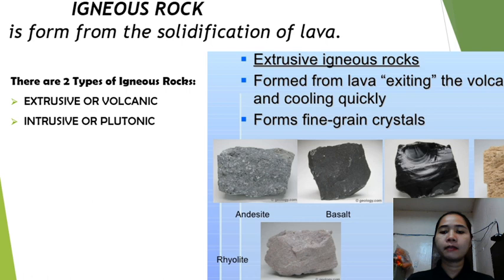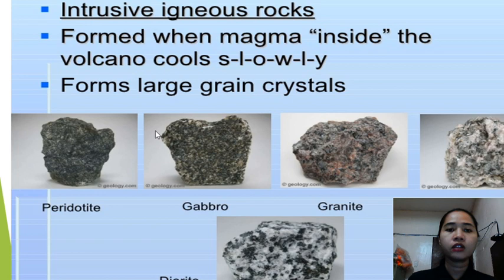Next, the second type of igneous rock is intrusive. Intrusive rock is formed when magma inside the volcano cools slowly. This picture shows examples of intrusive igneous rock: peridotite, gabbro, granite, pegmatite, and the last one is diorite.